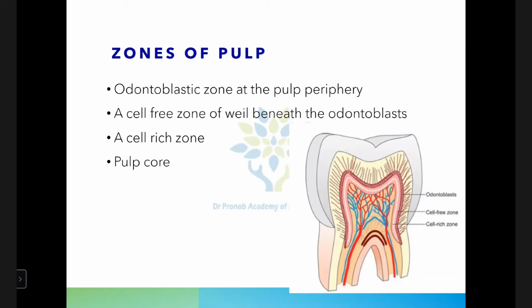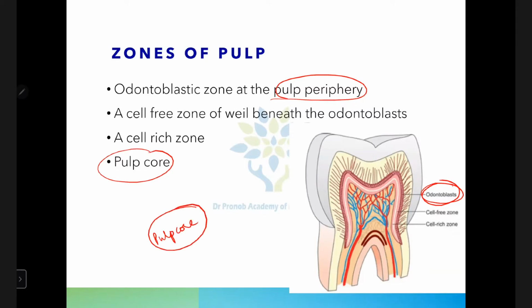Very, very important. Here, you can see the pulp core is surrounded by zones. The innermost layer is called the pulp core, wherein there are a lot of blood vessels and nerves. On the periphery, we have the odontoblastic zone, present at the pulp periphery. The odontoblastic zone harbors odontoblasts, which are the dentin forming cells.